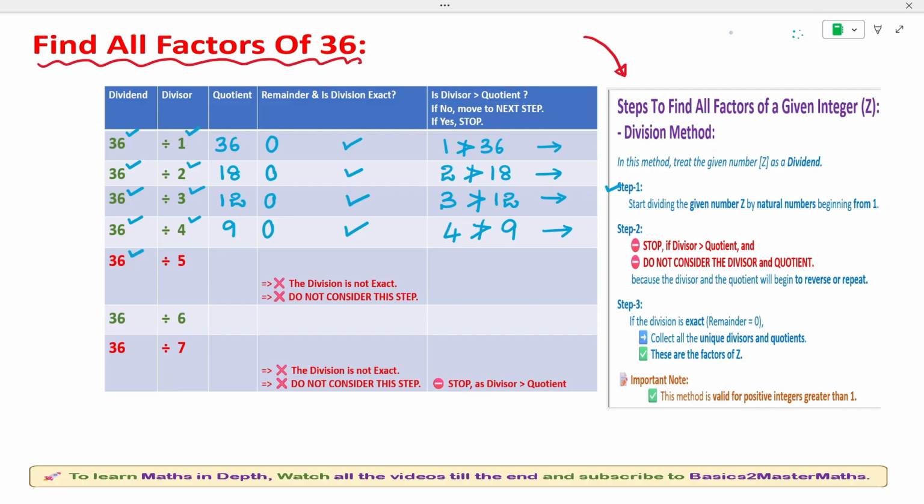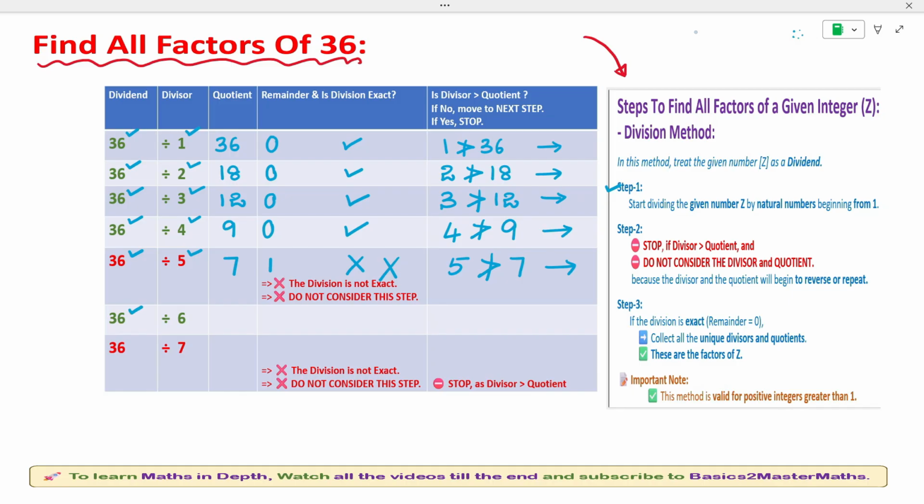When we divide 36 by 5, we get 7 as the quotient and 1 as the remainder. So, this division is not exact. Hence, please do not consider this step. In this case, the divisor 5 is not greater than the quotient 7. So, move to the next step.